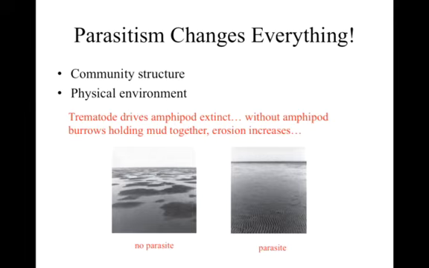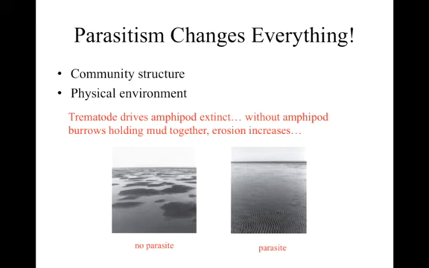And I think this is a really great example, just visually. So these are two beaches. And the difference in these beaches is that in one beach we have a trematode parasite that actually drives what we call an amphipod, basically a little pill bug, extinct. And so when the trematode parasite drives the amphipod extinct, the amphipod is no longer around holding these mud flats together. And so that causes erosion, and it causes that difference in beach structure.